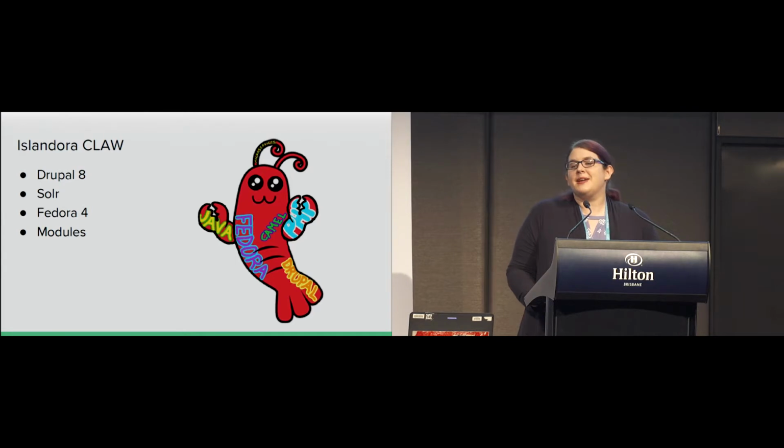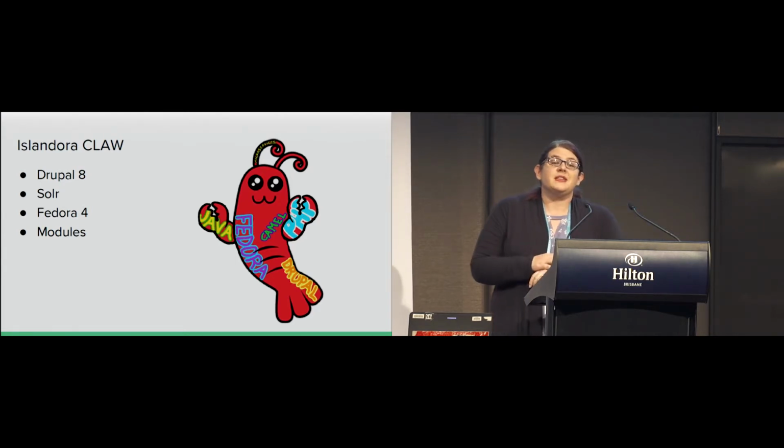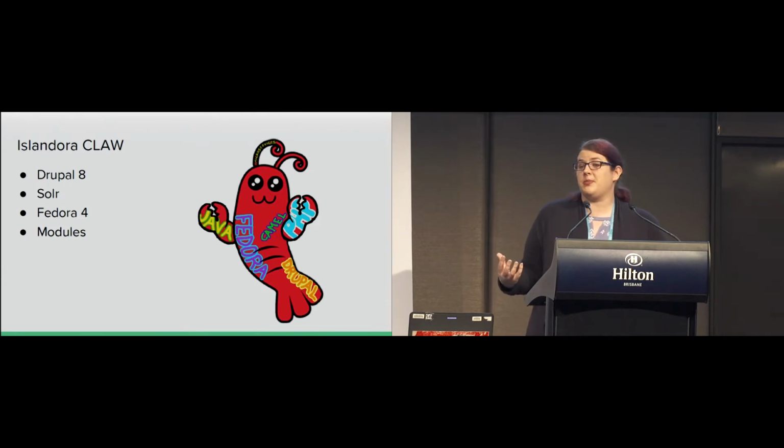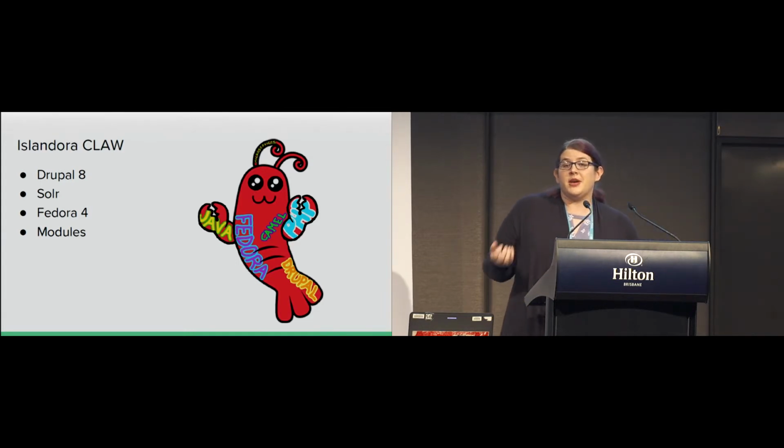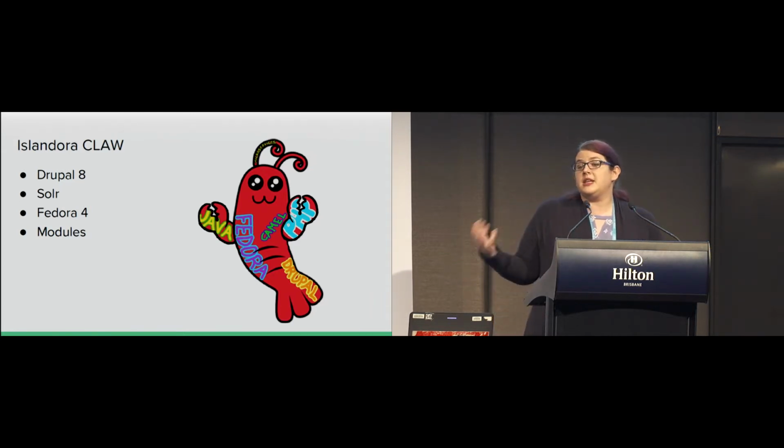Islandora Claw, the chimerical lobster. We had to move away from the cheeseburger metaphor because as we move to Fedora 4 as our backend, and Fedora 4 is a major departure from Fedora 3, we're also taking the opportunity to re-architect how Islandora works, so that we take better advantage of what Fedora does best, and we're taking better advantage of what Drupal does as well. So we're moving to the latest supported version of Drupal, which is Drupal 8.